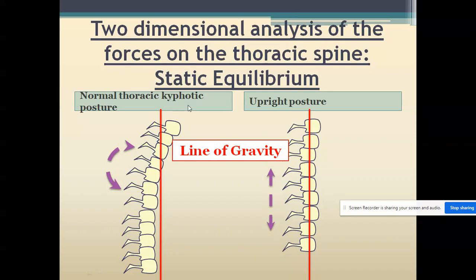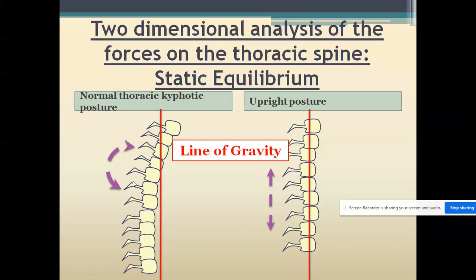Now, when you draw the line of gravity, you can see in the diagram where it falls in normal thoracic kyphotic posture. If you draw it, it falls anterior to the vertebral body. For a few of the vertebral bodies it definitely falls anterior, and through some it passes. But in upright posture, it passes through the posterior or middle part of the vertebral body.